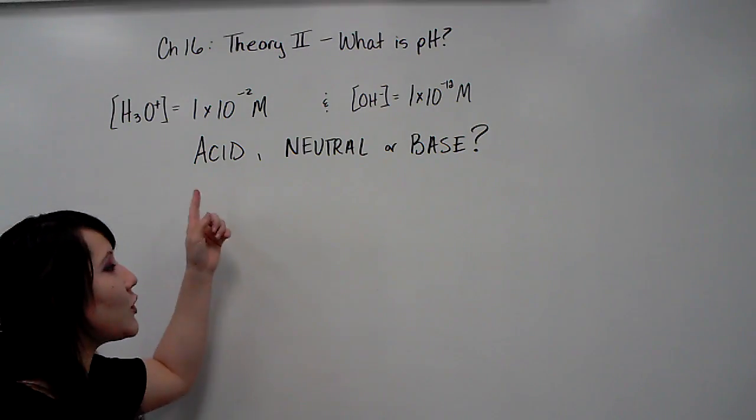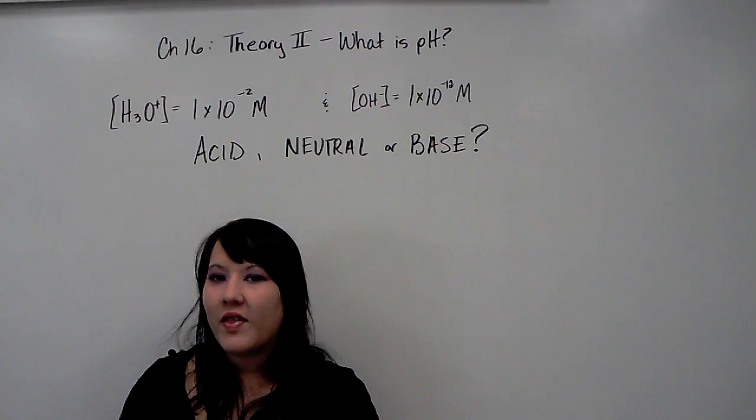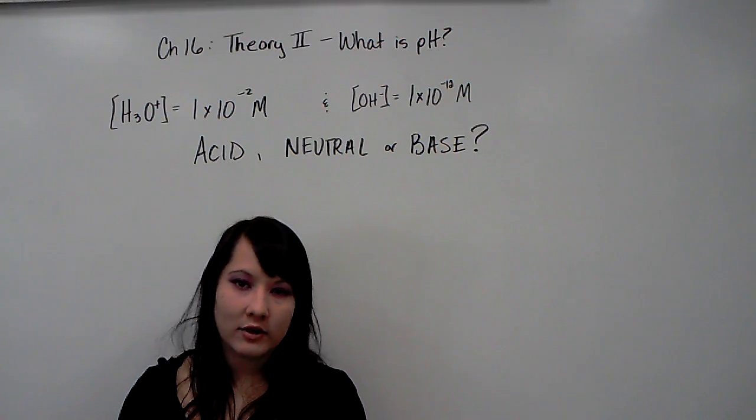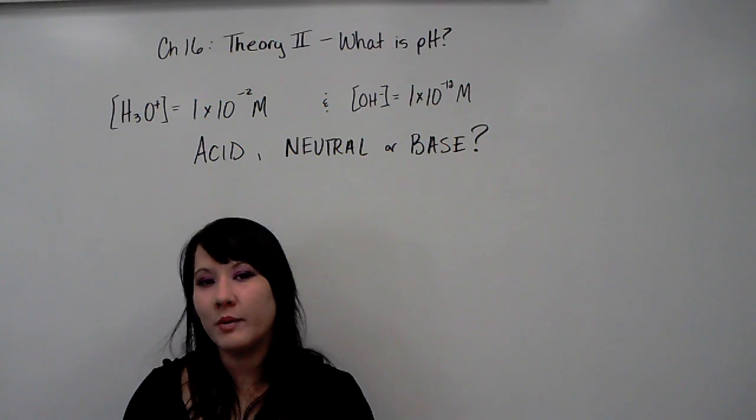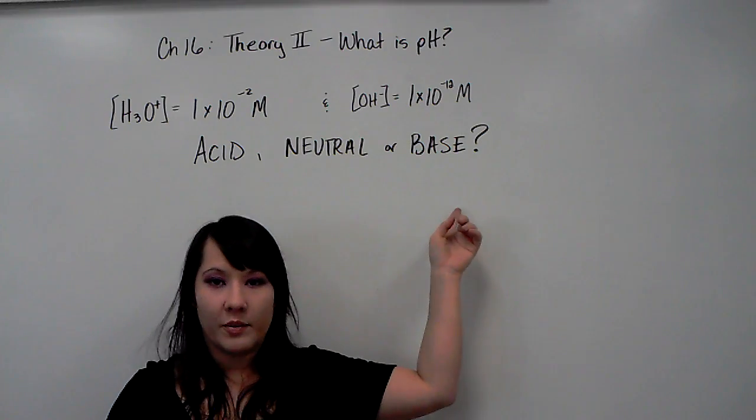Chapter 16, Theory 2. What exactly is pH? We learned that the hydronium ion concentration versus the hydroxide ion concentration is what we use to determine if a solution is an acid, neutral, or a base.